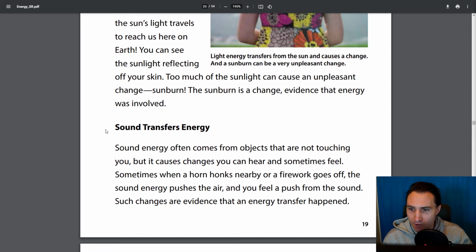Alrighty, Gabriella, what's this next paragraph say? Sound transfers energy. Let's read this together.